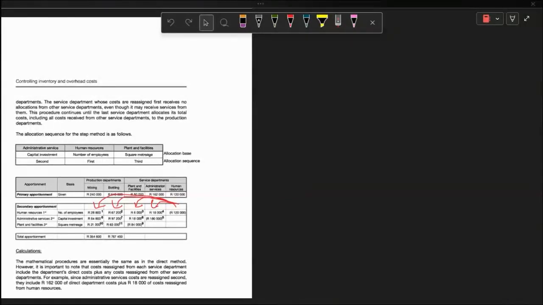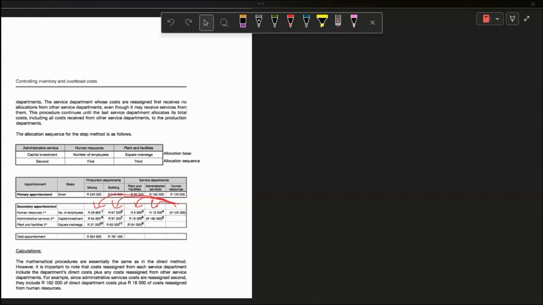Let's go, guys. We are practicing, please. 120,000 rand multiplied by 5%. 6,000. Now, look here in front of your eyes. What are you seeing here? What amount is being apportioned to the plant and facilities? 6,000. Exactly 6,000. So it's just simple. Super simple. That's all it is.